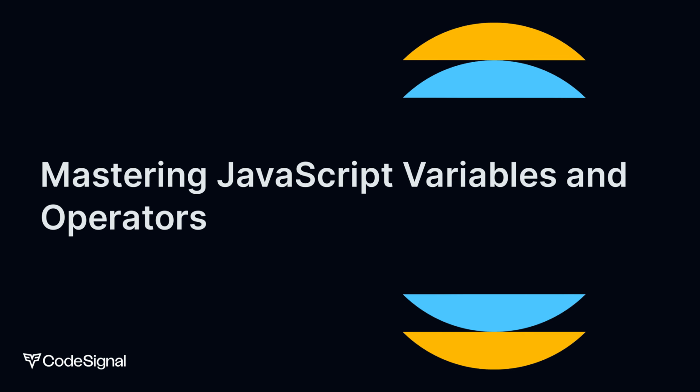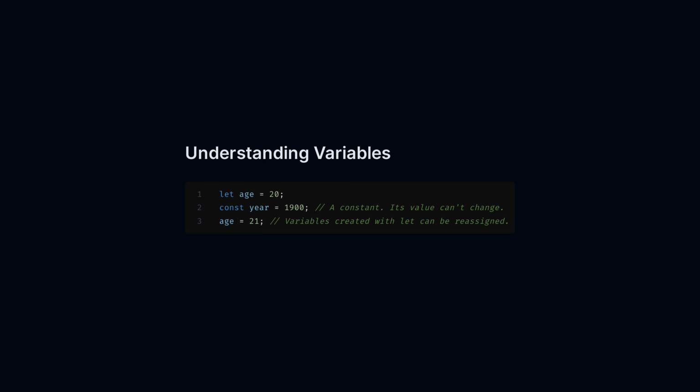Let's dive right in. Let's start our exploration with understanding variables in JavaScript. You can think of a variable as a box that can hold various types of data. In JavaScript, you can declare variables in two ways, using let and const. The let keyword is used to declare a variable that can be reassigned, while the const keyword declares a constant whose value cannot change after assignment.